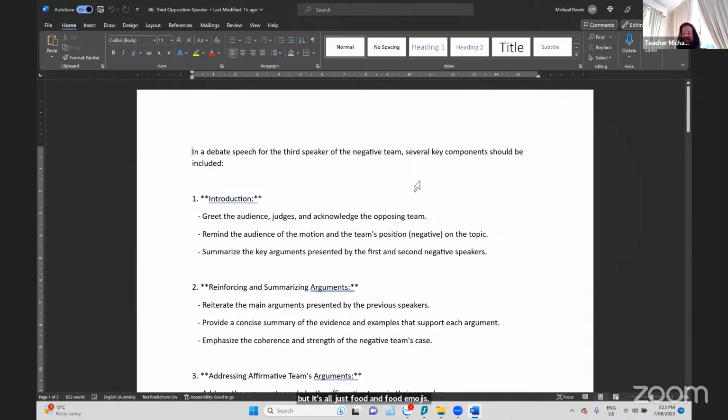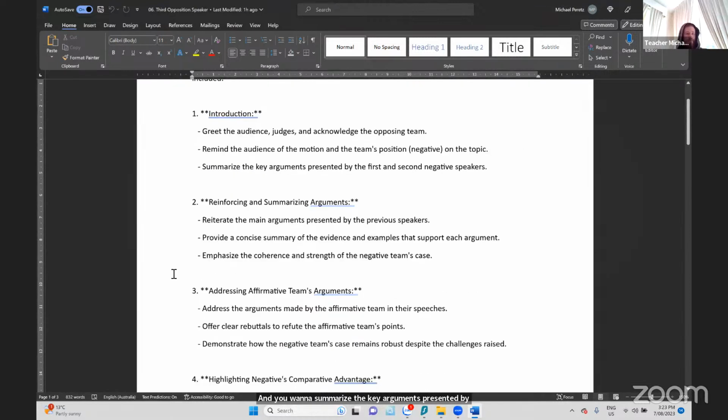Okay, now it's time for the final speech in a debate, the third speaker of the opposition team. So we want the introduction, of course, again, greet the audience, judges, and acknowledge the opposing team. Remind the audience of the motion and that your team is negative and against the motion. And you want to summarize the key arguments presented by the first two speakers on your team. You want to reinforce and summarize the arguments.